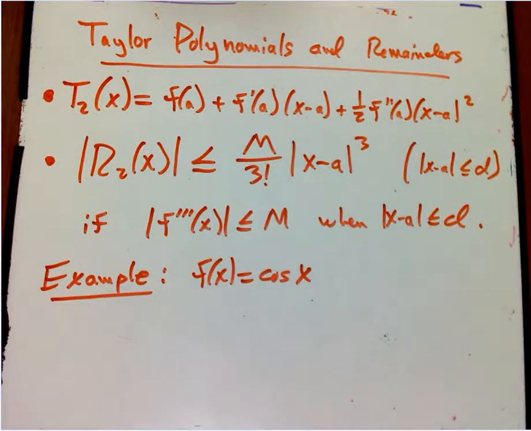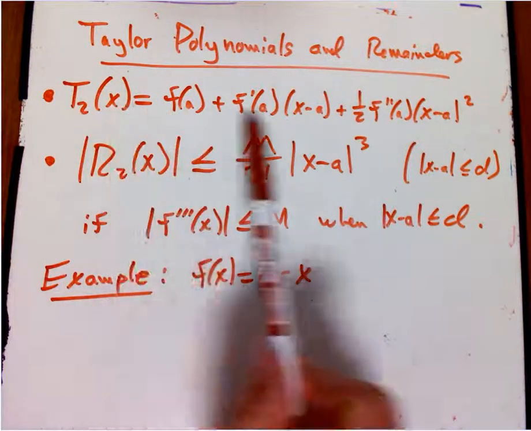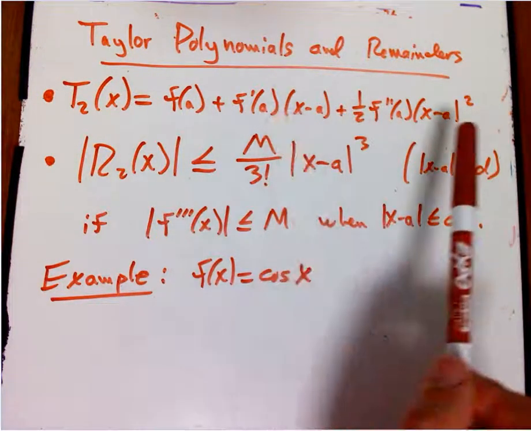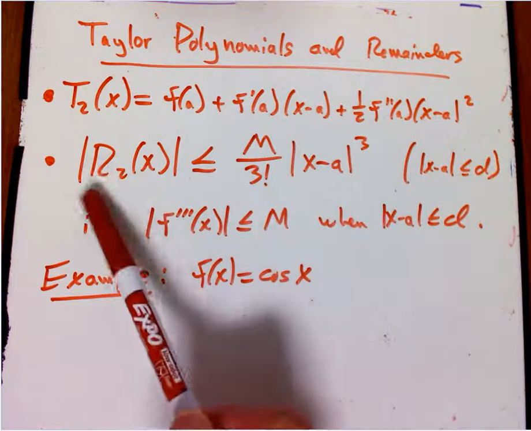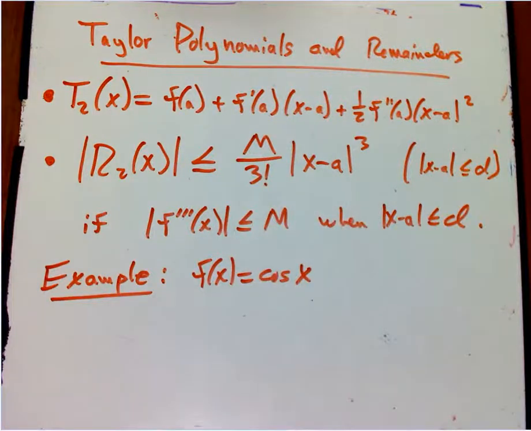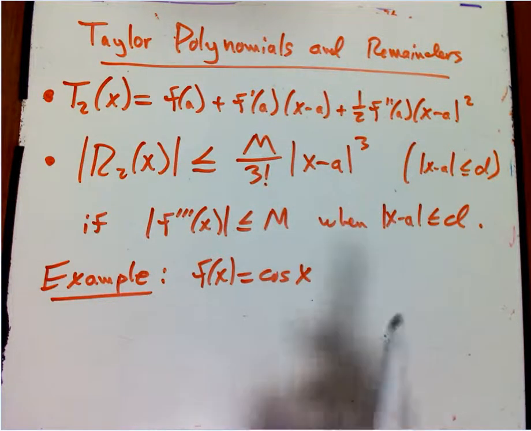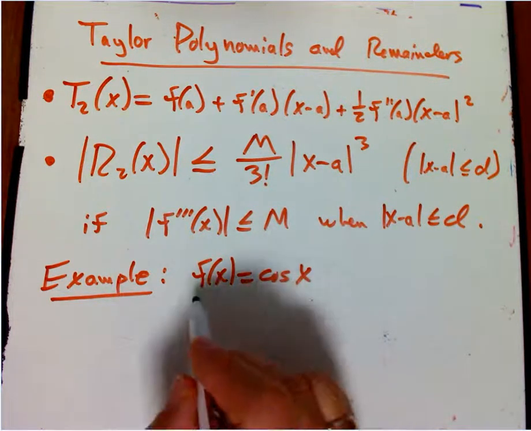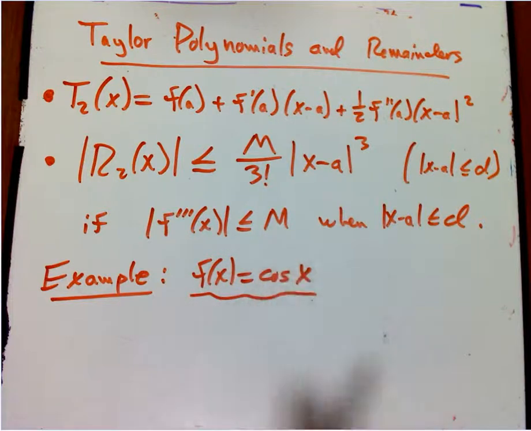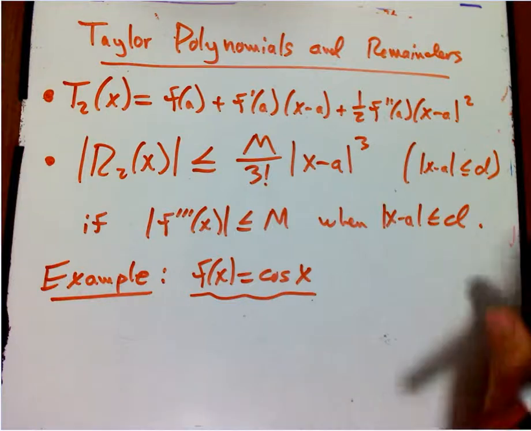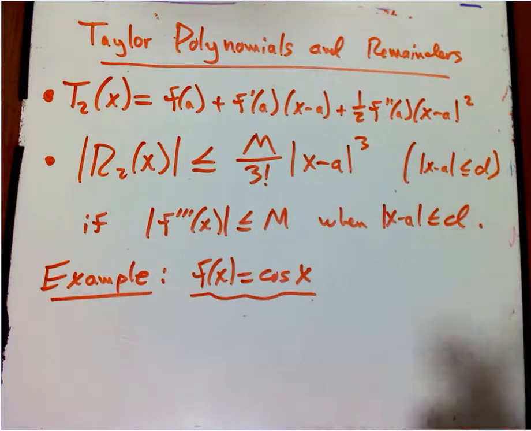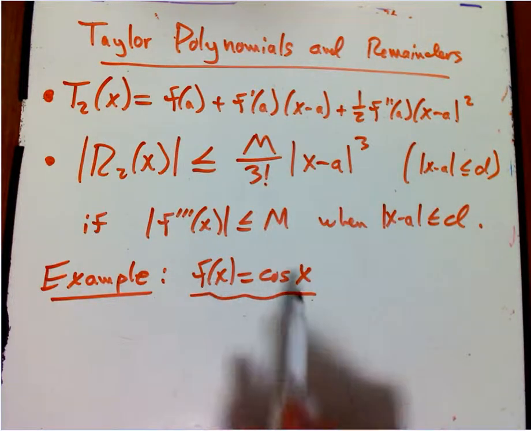Going further with the story of Taylor polynomials and remainders, we're just recapping what we have for the second degree, or second order Taylor approximation, and the error estimate that we just got. And I want to do an example, two variations of an example on cosine x. You really want to look at a lot of examples at this point, but I don't want to put it all on video and bog down the exposition. So we're going to look at cosine x again.